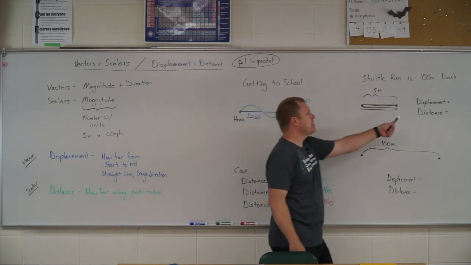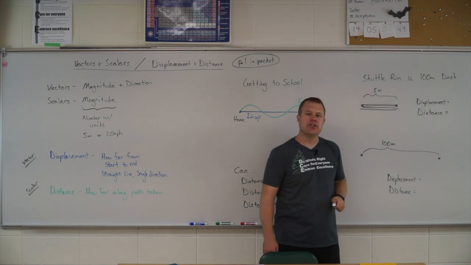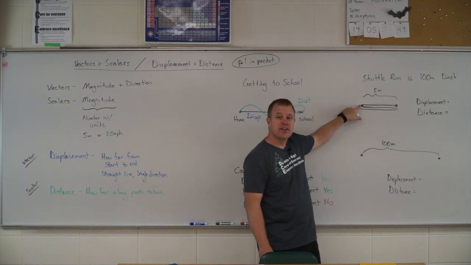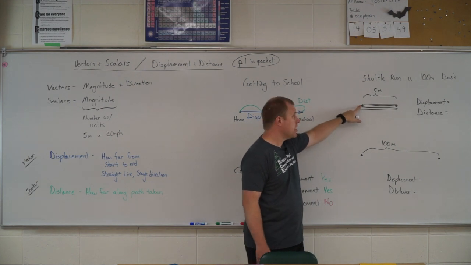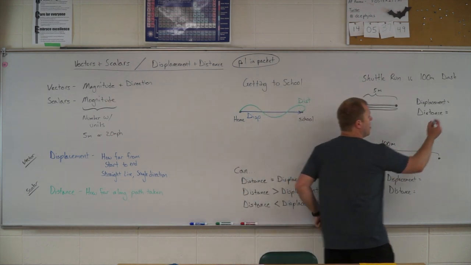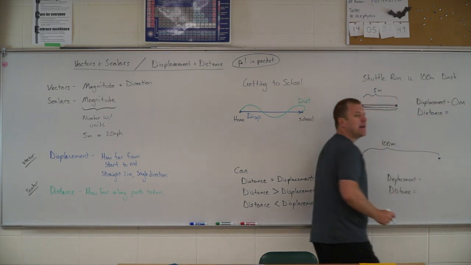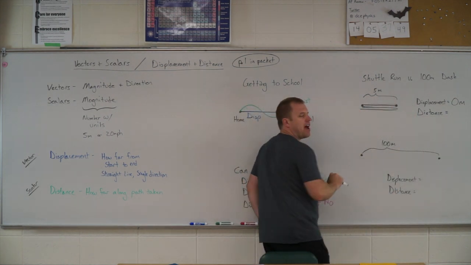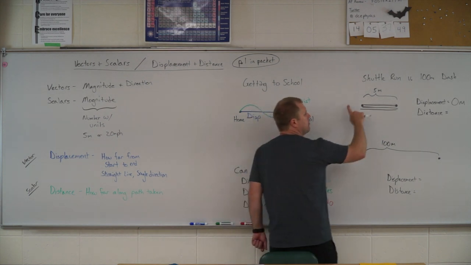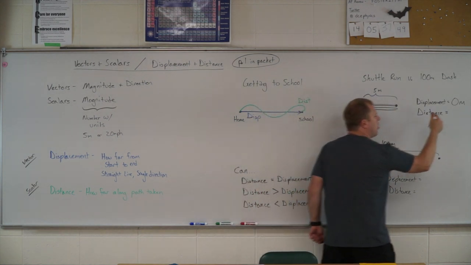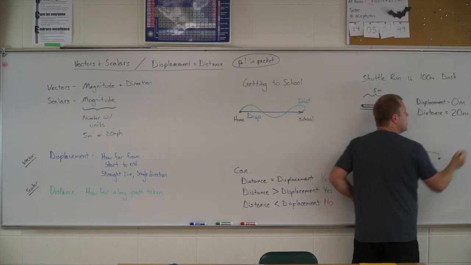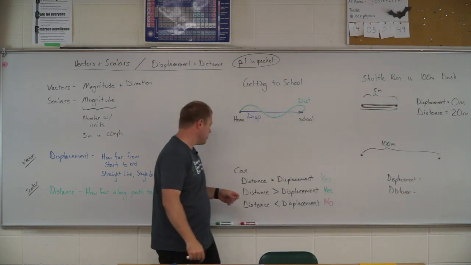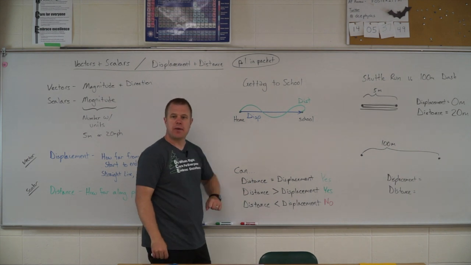So what is your displacement? Where did you start and where did you end the shuttle run? Well, you started here and you ended here. So how far is it from the start to the end? Yeah, 0. But how far did you actually go? What was the path taken? Well, if we say it's about 5 meters out to those blocks, so you went 5, 5, 5, 5, so you went a total of 20 meters. So your distance was 20. So in this case, the distance was greater than the displacement. Yes, that was one of our possibilities.